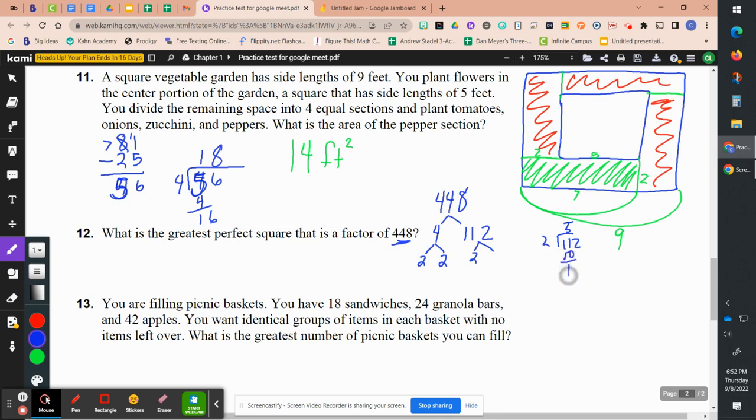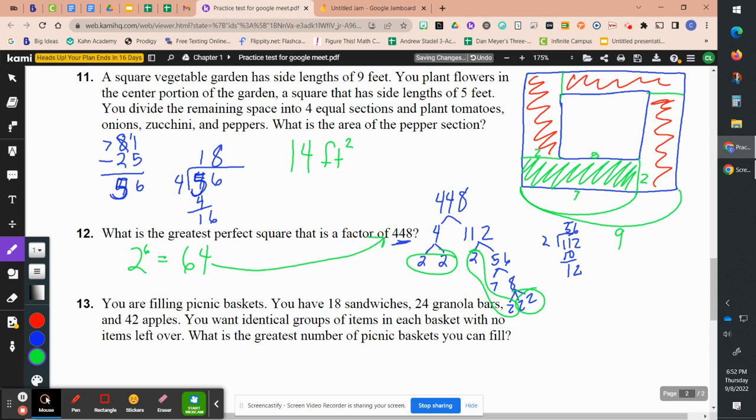5, 10, 11, 56, 7 and 8. 2 times 2 times 2. Okay, well, and everybody knows something times its own self is a square. So 2 times 2 would count as a pair. This 2 times 2 would count as a pair, and so would this. So the answer is 2 to the 6th power, which is 64. Okay. The biggest number that's a perfect square that's also evenly divisible into 448 is the number 64. Okay.